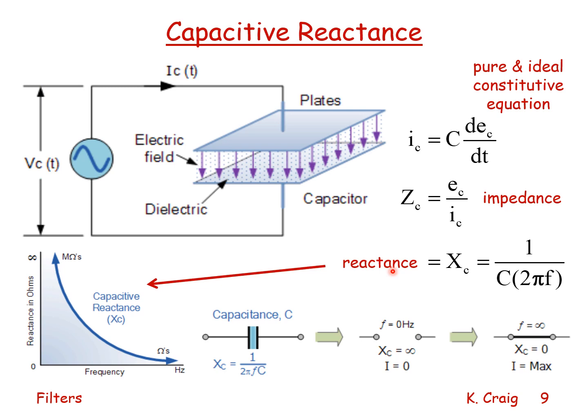If I plot reactance versus frequency in hertz, I see that the reactance in ohms at low frequency goes to infinity. At high frequency, the reactance goes to 0. So here's the capacitance. There's a capacitor. There's its reactance, 1 over 2 pi f C. At low frequency, the reactance, as we know, goes to infinity. The capacitor behaves like an open circuit. At high frequency, we see that the capacitive reactance goes to 0, and the capacitor behaves like a short circuit.